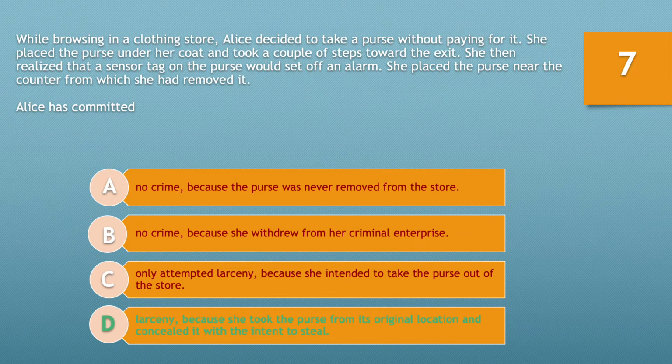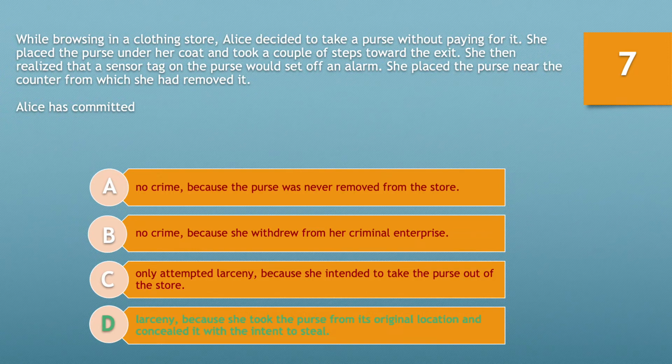If you chose option D, you'd be correct. Larceny, because she took the purse from its original location and concealed it with the intent to steal. She also moved the item, in essence. So she lifted it and she relocated it, whether that may be one step away, whether that may be to her person. She, in essence, relocated the item.